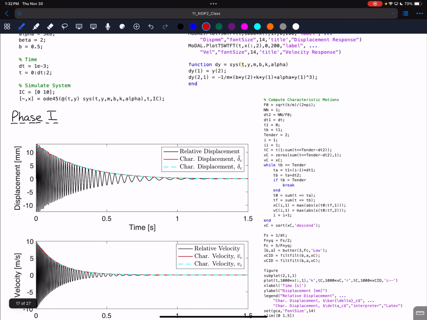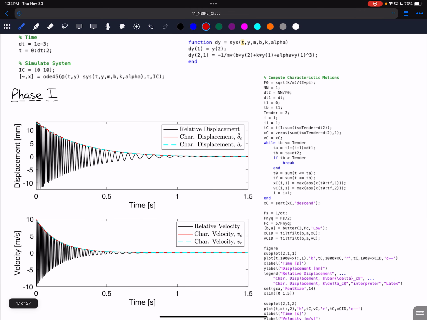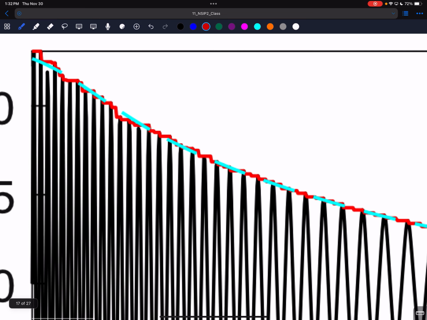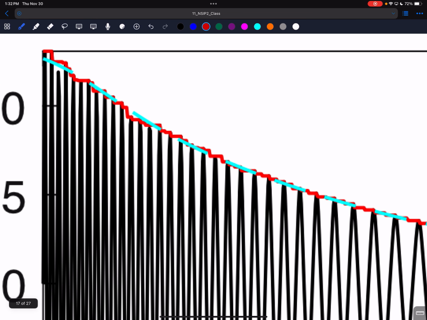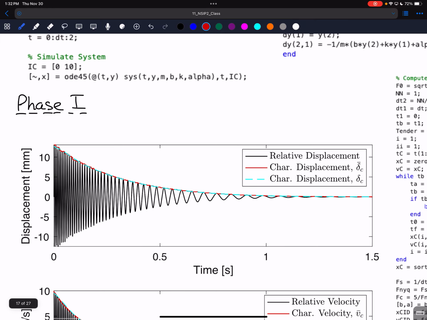All right, the code for that is shown right there. Here's what we do in phase one. We first compute the characteristic motions, both the displacement and the velocity. If we zoom in here, you'll see how that characteristic displacement in red is kind of like a stepping function, and we're just smoothing that out. By smoothing it out, we will end up not necessarily capturing everything. Here it looks really close to the amplitude, but there are cases where it's not the instantaneous amplitude. It's a representation of that. We'll see one of those cases later.